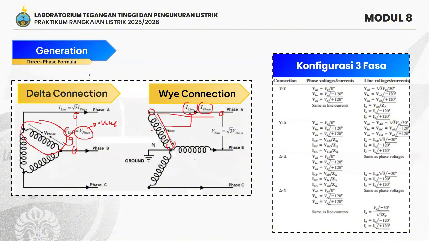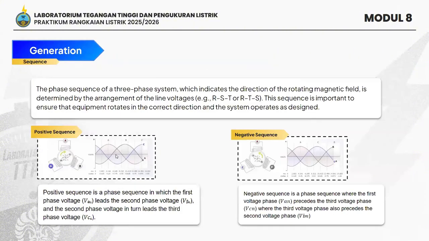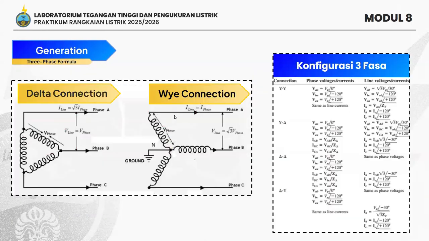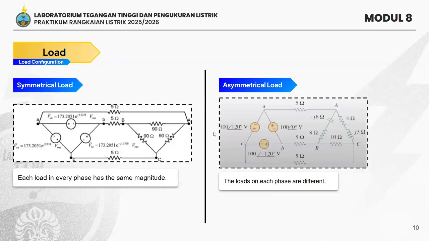And because we have two types of voltage source, and we have two types of three phase load, we have four configurations for the three phase system. It's YY, Y delta, delta delta, and the last one is delta Y. This is the formula for these four configurations. And on the load side, there are two load configurations: symmetrical load and asymmetrical load. You can simply see the picture.